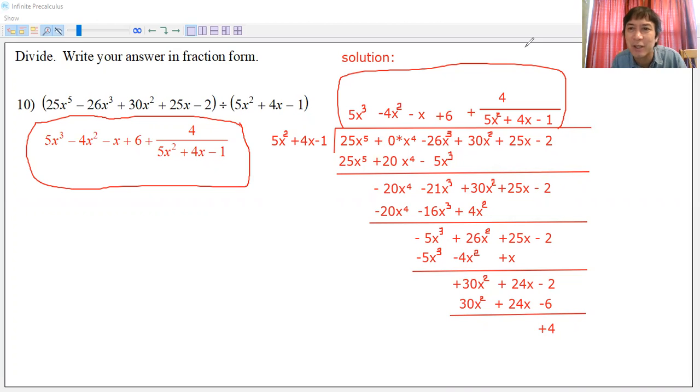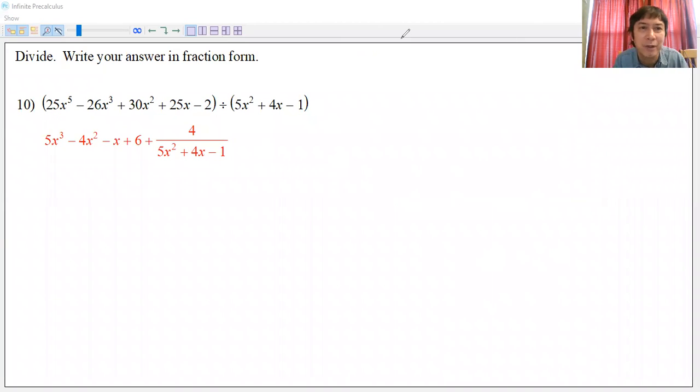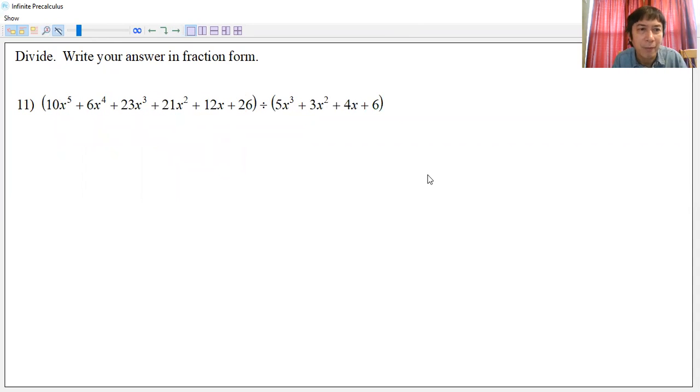Let's continue with the next. We're doing number 11. Okay, here is the next one. Divide. Write your answer in fraction form. Examine the dividend. The degree of the dividend is 5, 4, 3, 2, 1, 0, so it's complete. You don't have to add anything. This is 3, 2, 1, 0 for the divisor. So it looks complete, and let's type in the divisor first.